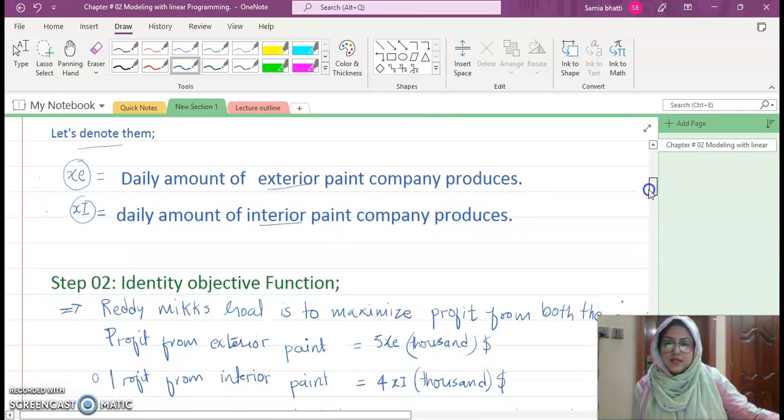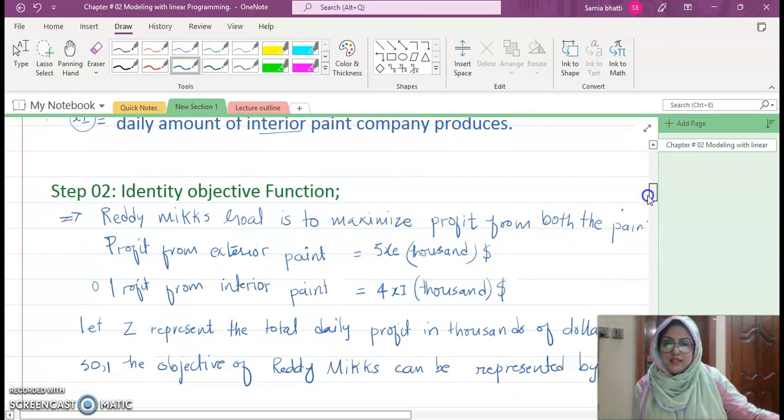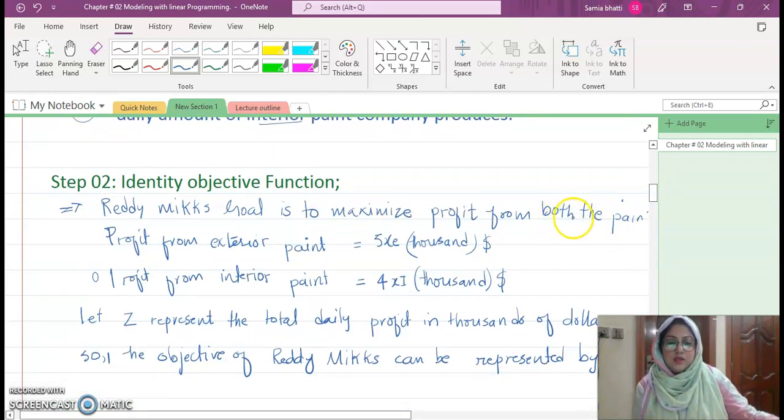Next step is that we are going to identify the objective function. Now, as I told you, the company has either a maximization or a minimization function. So here the goal of the company is to maximize the profit, as they are asking what amount of interior and exterior paint to produce to reach the maximization of the profit.